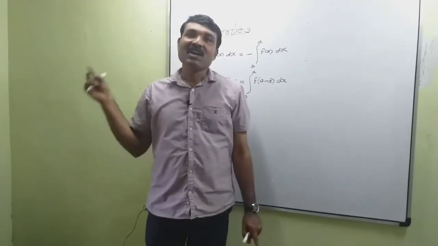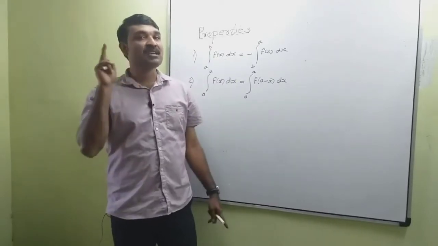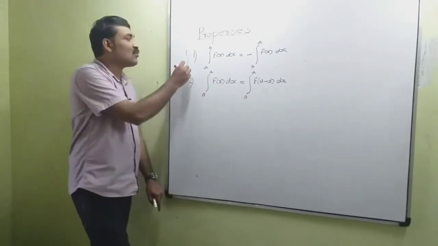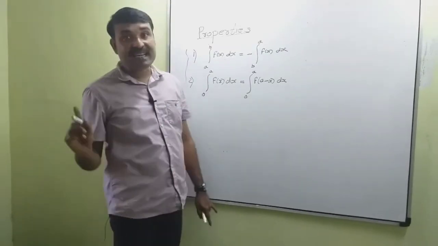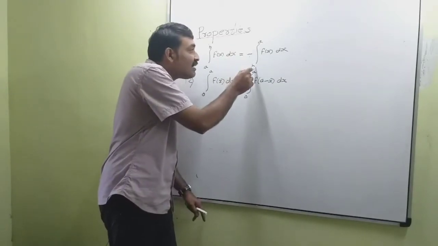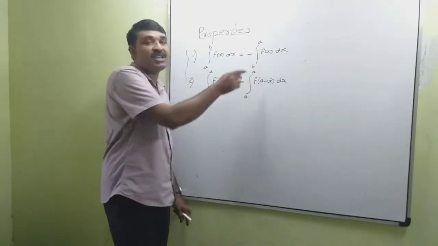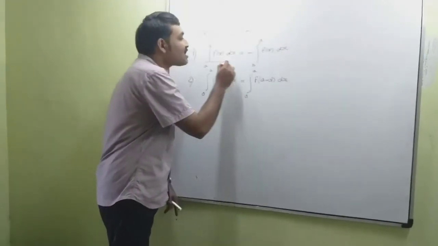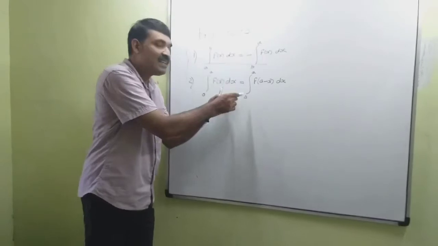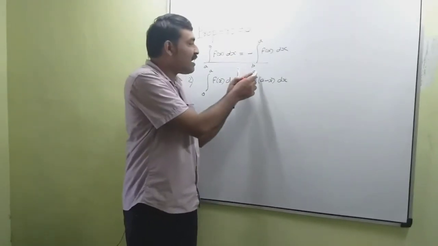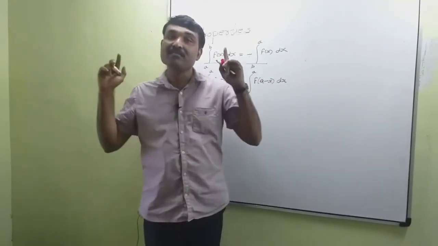So in the starting we said we will discuss two properties, and based on those properties we will do some interesting problems. These are the two simple properties. Integral a to b f of x dx is equal to minus of, what I did here, I just changed the lower and upper limits. So lower limit is b and upper limit is a, f of x dx. This is our first property. And the second property is integral 0 to a f of x dx is equal to integral 0 to a f of a minus x dx. These are two very important properties.